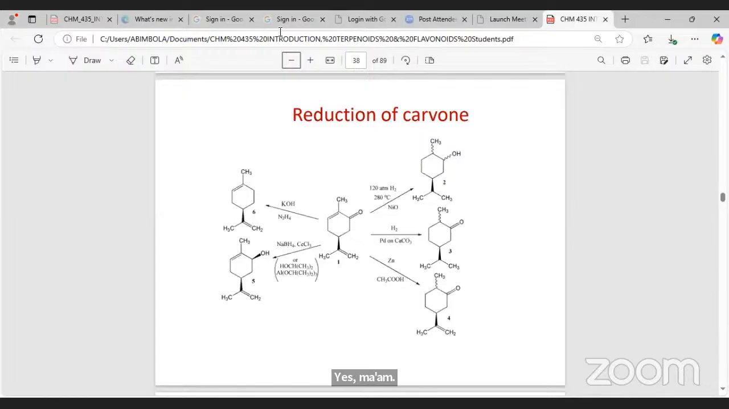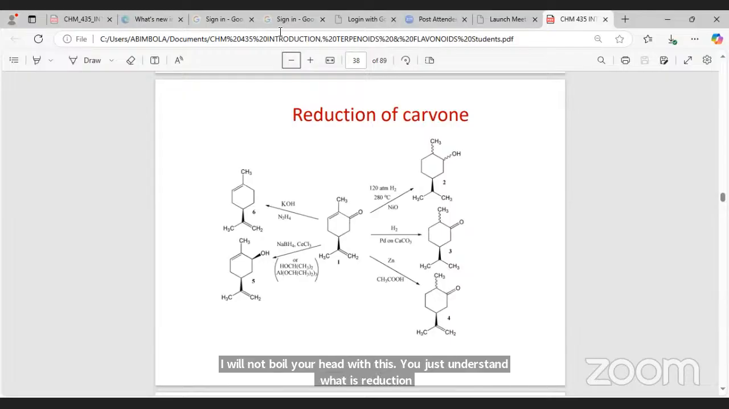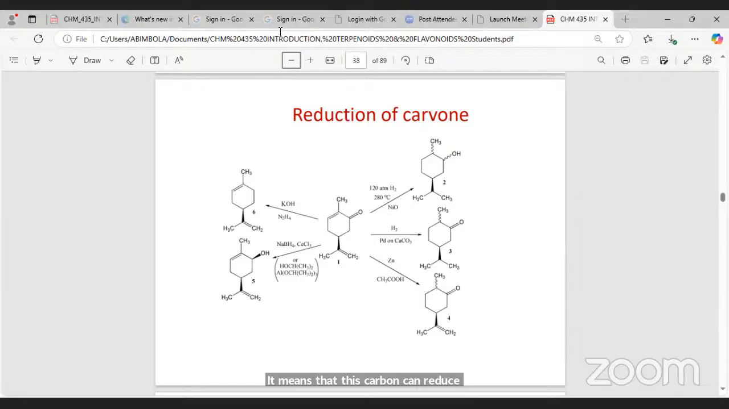So this is another slide. This is a reduction reaction of carbon. So I will not bore your head with this, but just understand what is reduction. It means that this carbon can be reduced using different reagents to form different compounds, meaning that the reagent determines the compound formed.